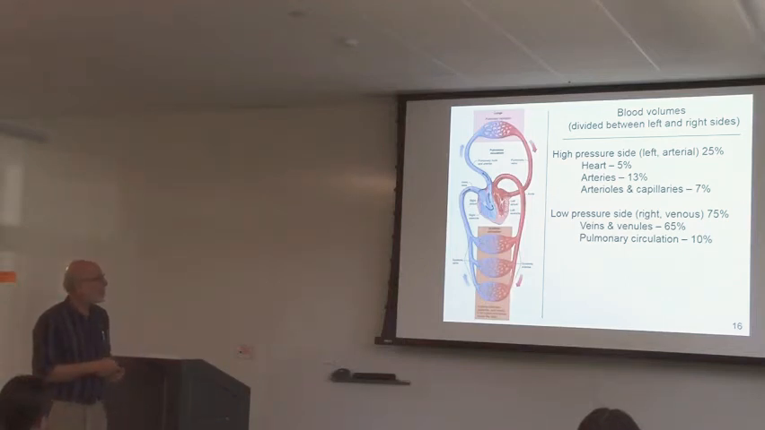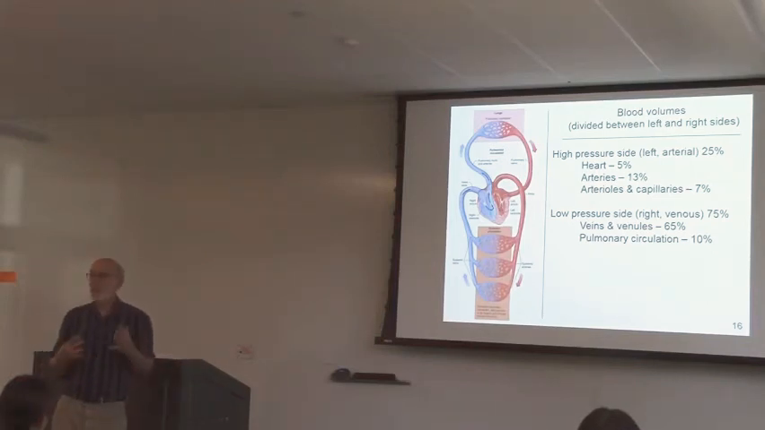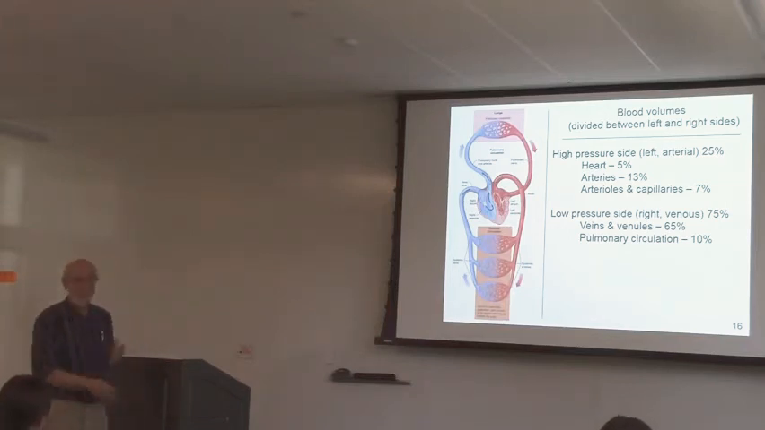Most of it, right there, that's the biggest number. Most of the blood in your body at any given time is in veins or small, tiny little veins called venules. Okay, so that's just an interesting bit of information.